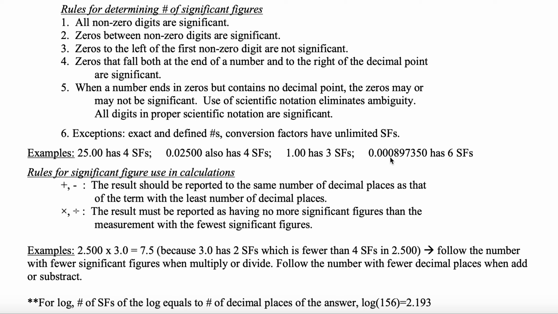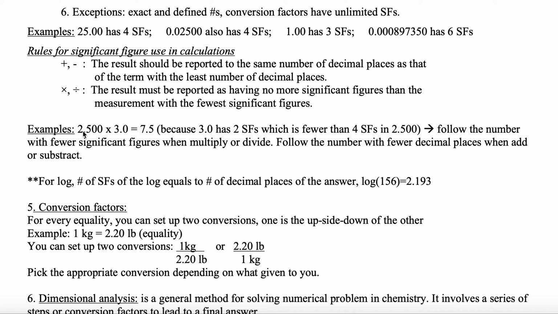Now, when you add, subtract, multiply, or divide, they follow different rules, okay? An example is the best way to talk about this. If you have 2.500, that's 4 significant figures, multiplied by 3.0, that's only 2. So you're limited by 2 significant figures. That's why your final answer must have 2 significant figures. You always follow the least one, whichever is fewest.